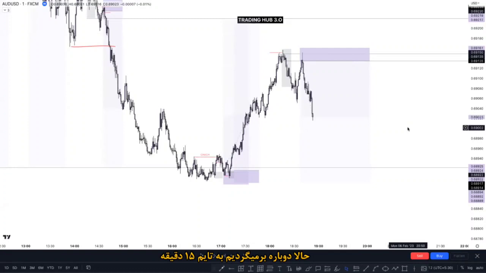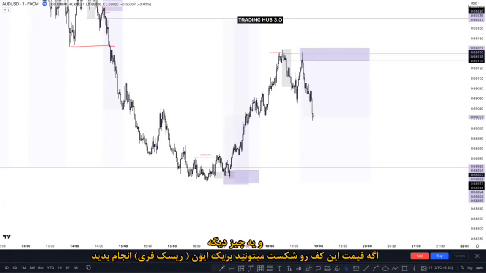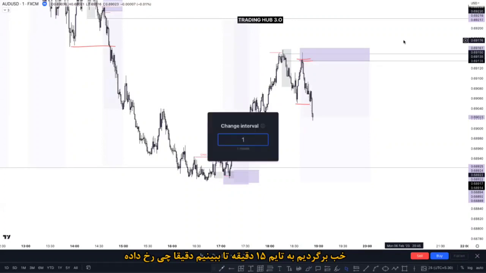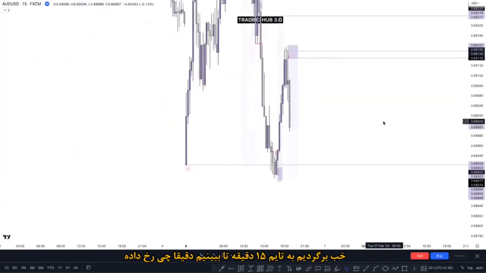Now switch here to the 15-minute time frame again. And one more thing: when the market broke the first pullback, which is here, you can put your stop loss at the break even point. And now again switch to the 15-minute time frame to see exactly what is happening here.